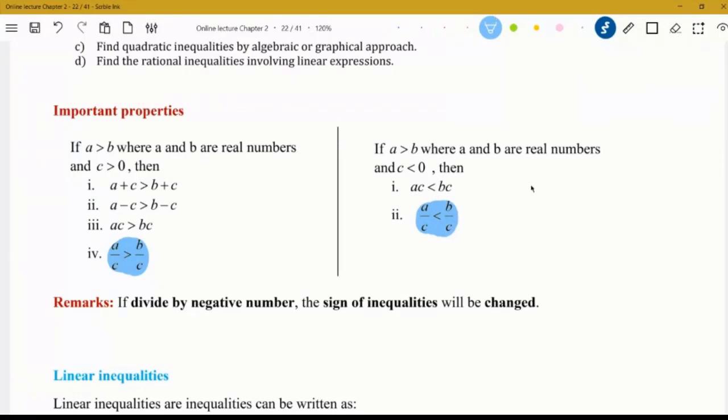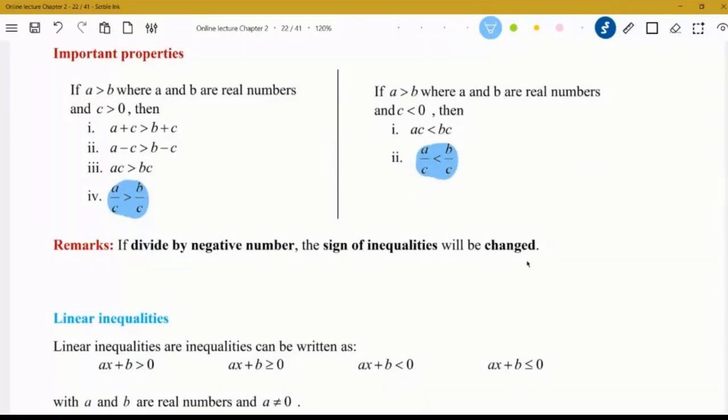Okay, division. Division of inequalities is very particular sebab kalau kamu bahagi dengan negative number, the sign of inequalities will be changed. Contohnya kalau kita ada seperti ini, negative x greater than 2. So if you want to make it the x as a positive x, you have to times with negative 1 ataupun divide by negative 1. So end up x sebelah kanan akan jadi negative 2. But then the sign will change.